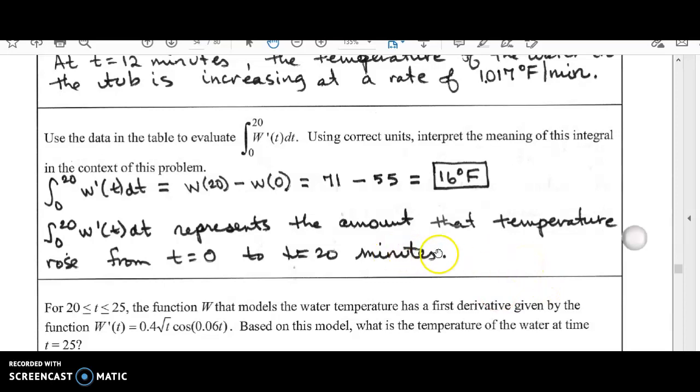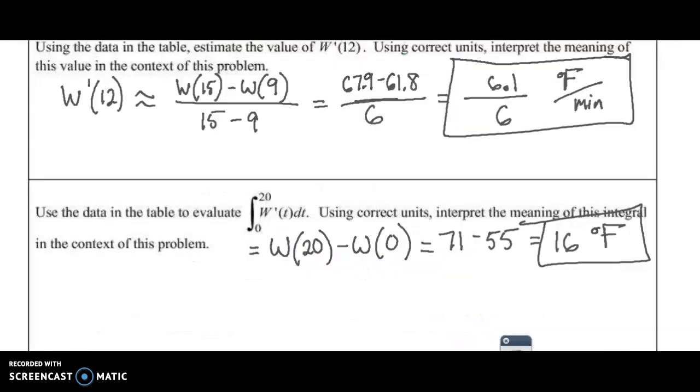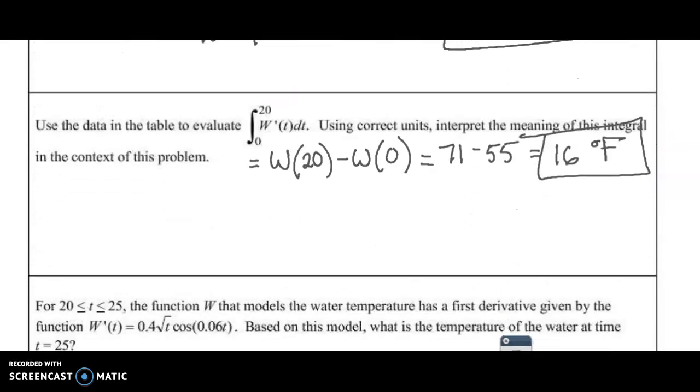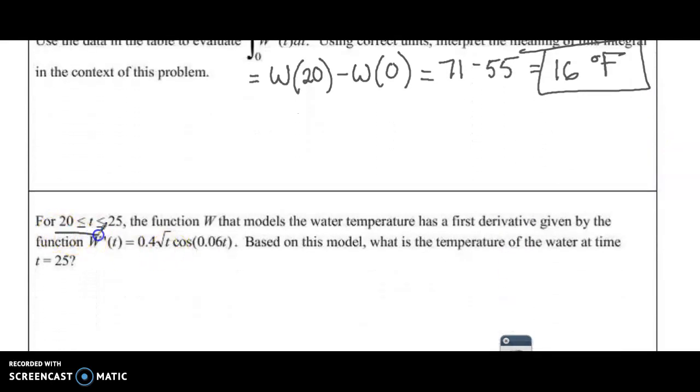So now we can switch over to a calculator type problem for the next problem, and they'll do this to you. Let me switch back to our notes. They'll give you a table of values, and then you stop taking a table of values at 20, and then they came up with an equation for the next 5 minutes. And that equation was given to you as a rate. And so based on this model, what was the temperature of the water at time T equals 25?